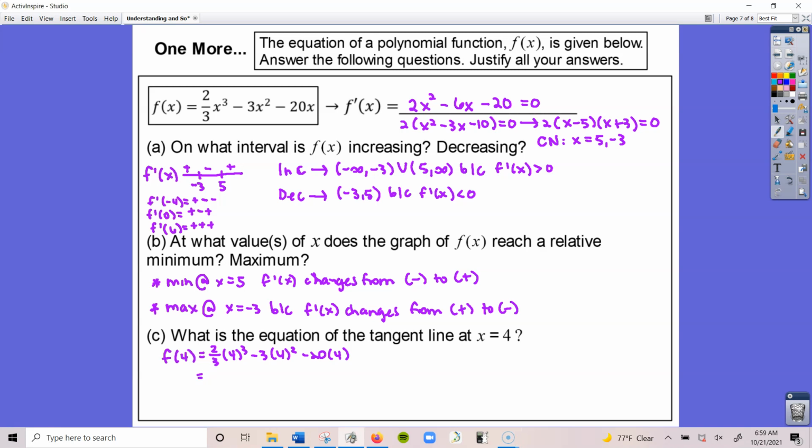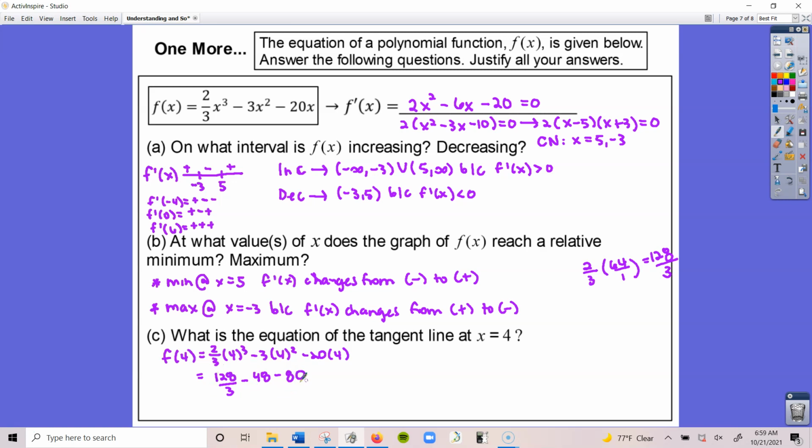4 to the third is 4 times 4, so 16 times 4 is 64. And then we're going to multiply 64 with 2 over 3. So 2 over 3 times 64 over 1. 2 times 64 is 128 over 3. So 128 over 3 minus 4 squared is 16, and 16 times 3 is 48, minus 80.